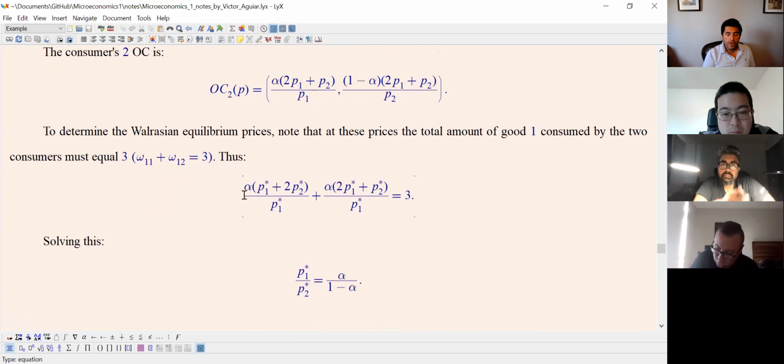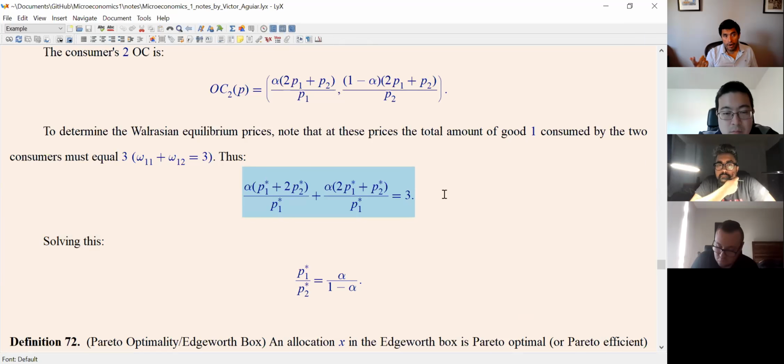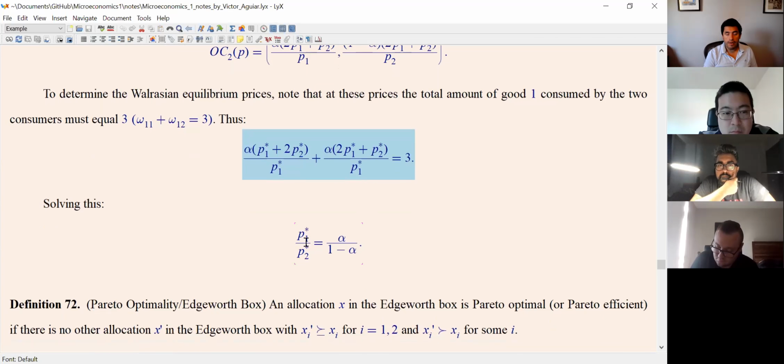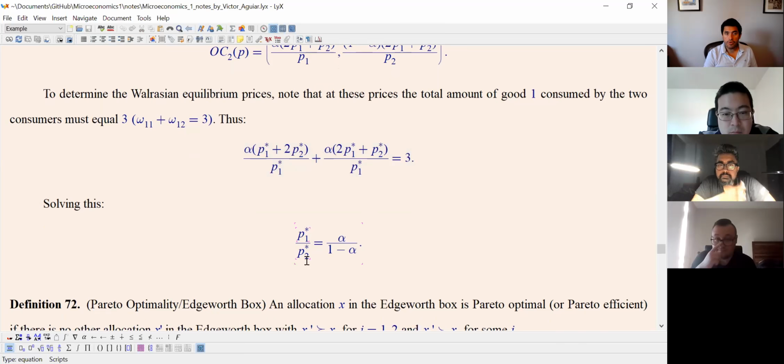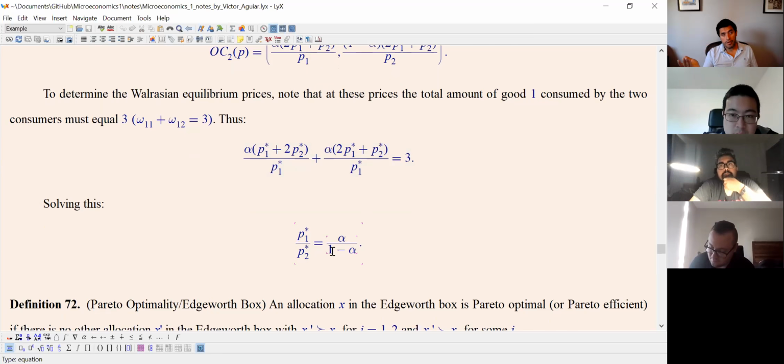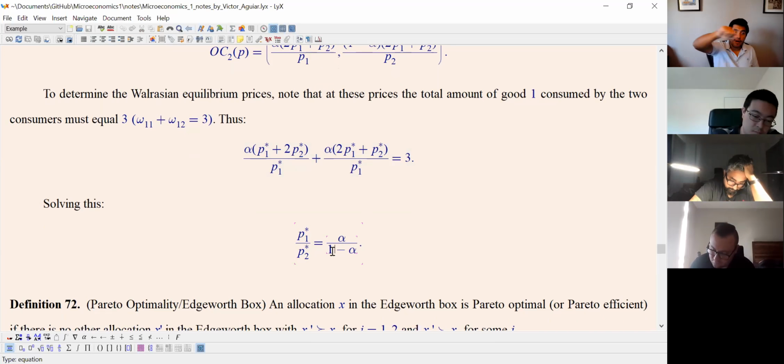So if I solve this equation with respect to prices, then I get the following relative price. P1 star over P2 is equal to alpha over 1 minus alpha. We can also do this with good 2 as well, right? It doesn't matter which good you pick, it will give you the same relative price. So this is a property of these models. Because of homogeneity of degree 0, you can always forget about one market and just solve the other, right?